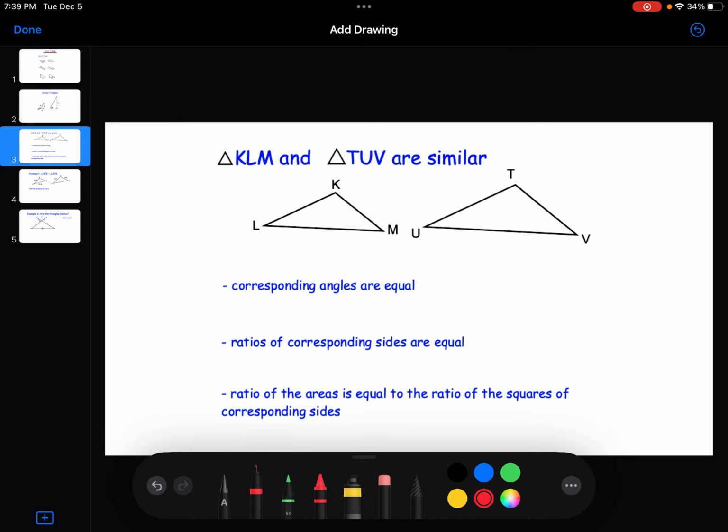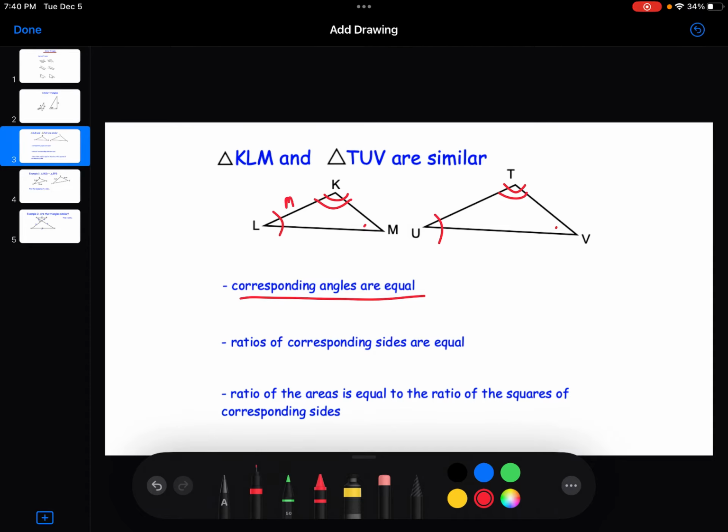Some properties about similar triangles. So if K, L, and M are similar to TUV, that means that all the corresponding angles are equal. So we know that all of our angles are equal. So L and U are equal. K and T are equal. M and V are equal. The ratios of the corresponding sides, that's what we were just talking about. Everything's been increased by a ratio.